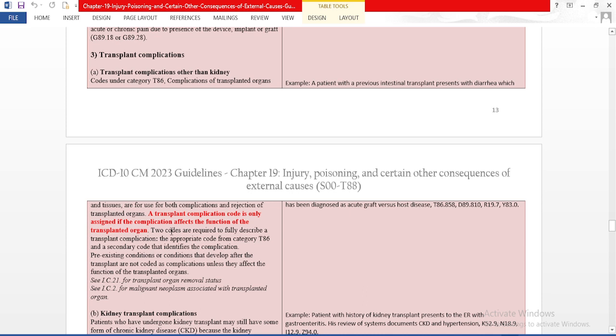So in order to report this, we need to have two codes. Two codes are required to fully describe the transplant complication: the appropriate code from T86 and a secondary code that identifies the complication. So we have an example here. A patient with previous intestinal transplant presents with diarrhea which has been diagnosed as acute graft versus host disease. So here we need to code it as a complication first, then other conditions.